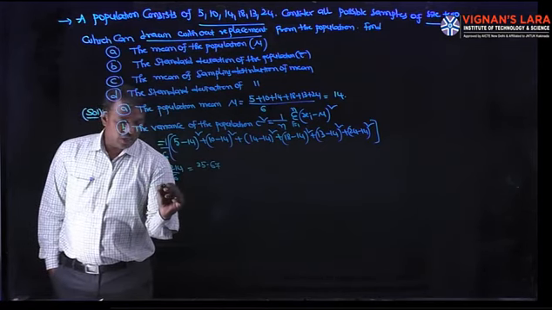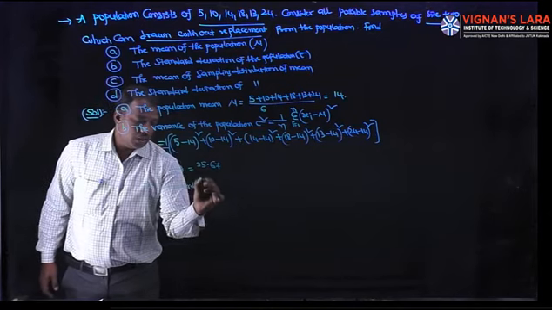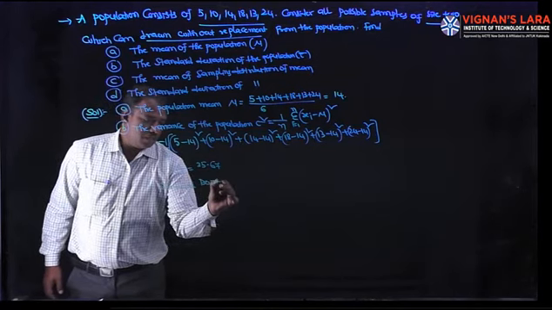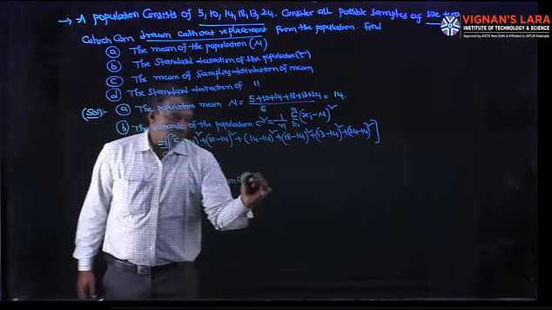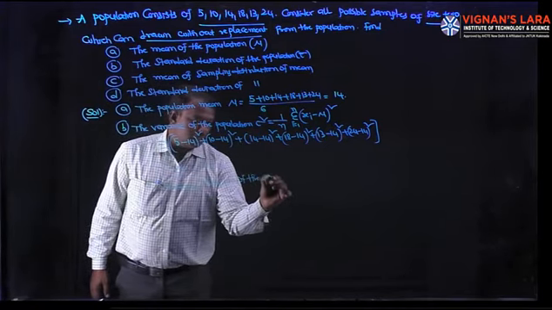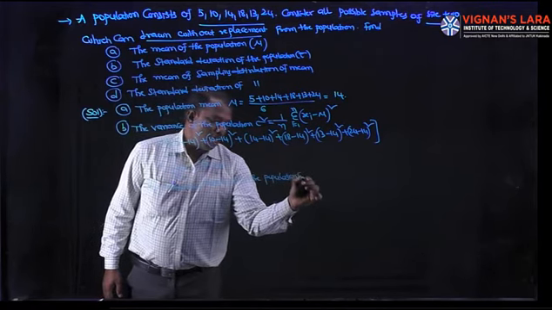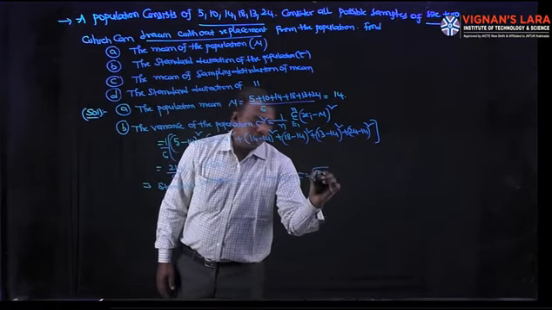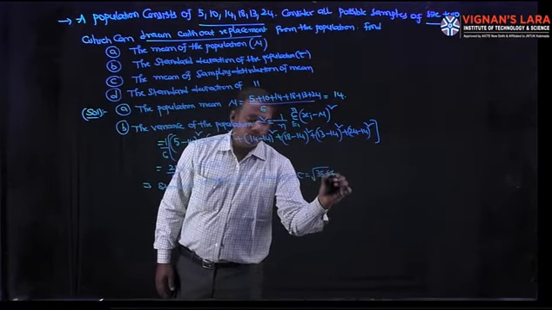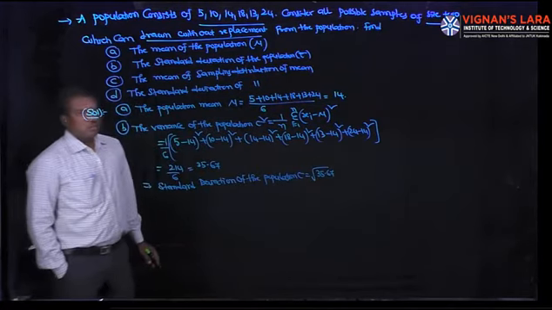Then the standard deviation of the population is sigma equal to root over 35.67. That is the standard deviation of the population.